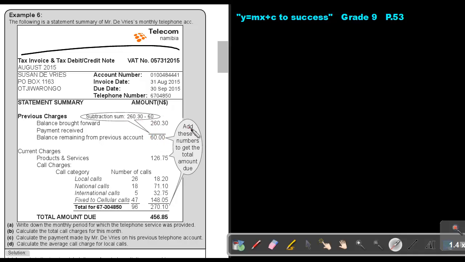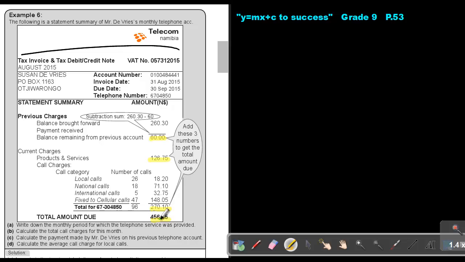Then the current charge is the product and services. It's 126.75, the call charge. These are the different calls. That's the total, and the total amount is this. So the total amount you will get is by taking the 60 plus the product and service, like the fixed charge, plus the calls, and if you add those three up, you will come to that answer.